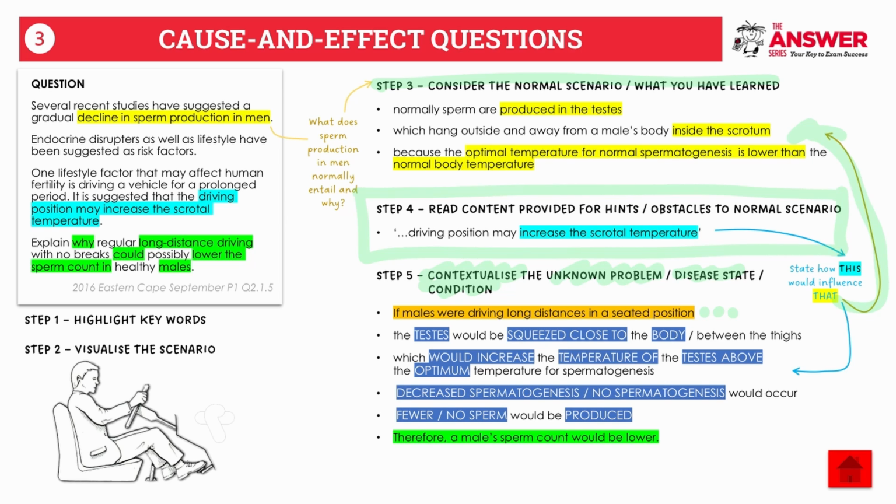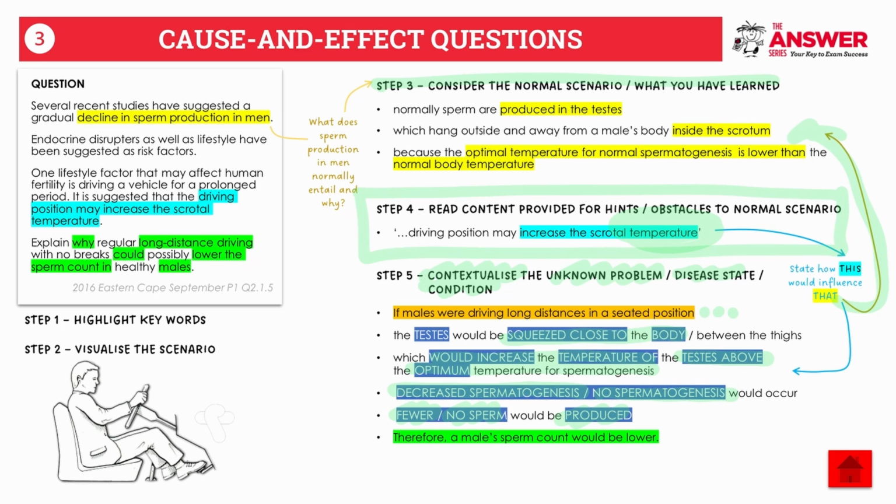So sitting in this driving position for a long period of time, the testes would be squeezed close to the body. This would increase their temperature, as has been mentioned in the paragraph itself. And this means that the temperature of the testes will be above the optimum temperature for sperm production, which you referenced as part of your understanding of the normal scenario. So what's the consequence of this? Sperm production will decrease, or even no spermatogenesis, you might have said, would occur. It just creates this idea that there's a problem with spermatogenesis. So either fewer sperm or no sperm are going to be produced.